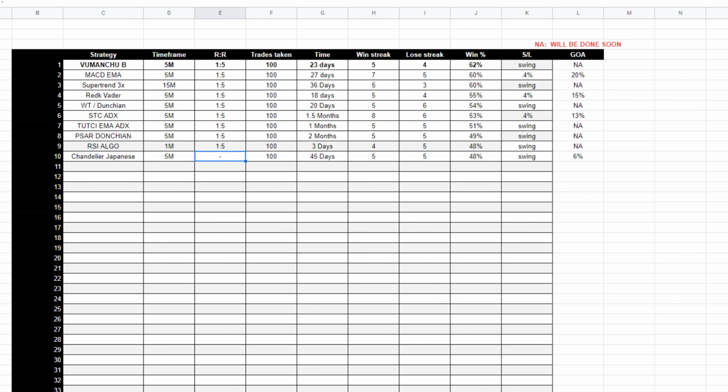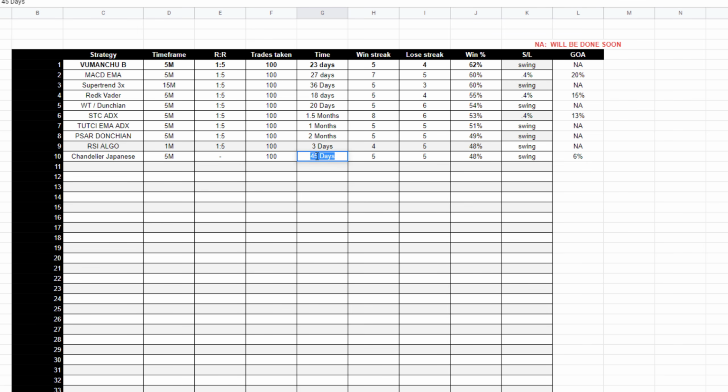So after doing 100 trades, it has the worst place in our latest backtests. So it's on number 10. It was on a 5-minute chart, 100 trades. It took me 45 days. Win streak and lose streak is the same with 5%. Win rate percentage is 48. But still we had a profit in the end, because you go with your win rate. Your target profit is when it crosses the EMA line. So it can be really high sometimes. But yeah, in the end we had a gain on account of 6%.